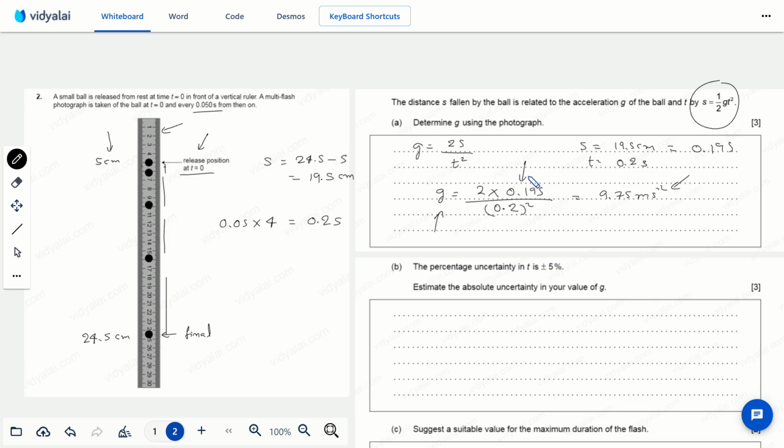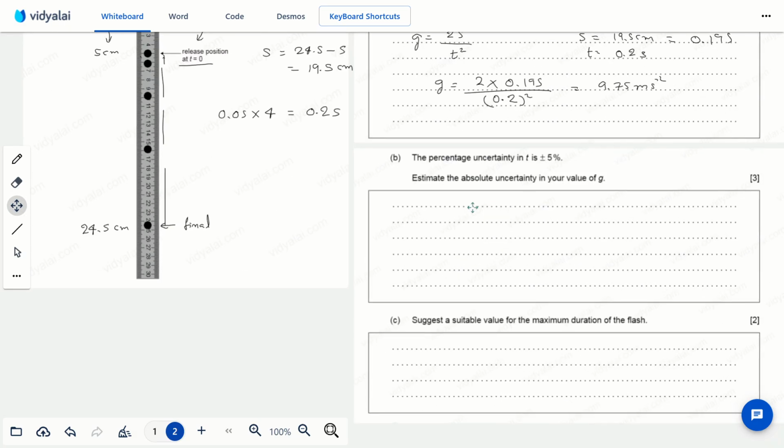Yeah, and I have made sure that the quantity that I have used to calculate this g is also in SI units. So I have converted this distance from centimeters to meters. Okay, so we got our value for g. Now we need to find out the absolute uncertainty in g. So that would be delta g. But before that, we need to calculate the relative uncertainty.